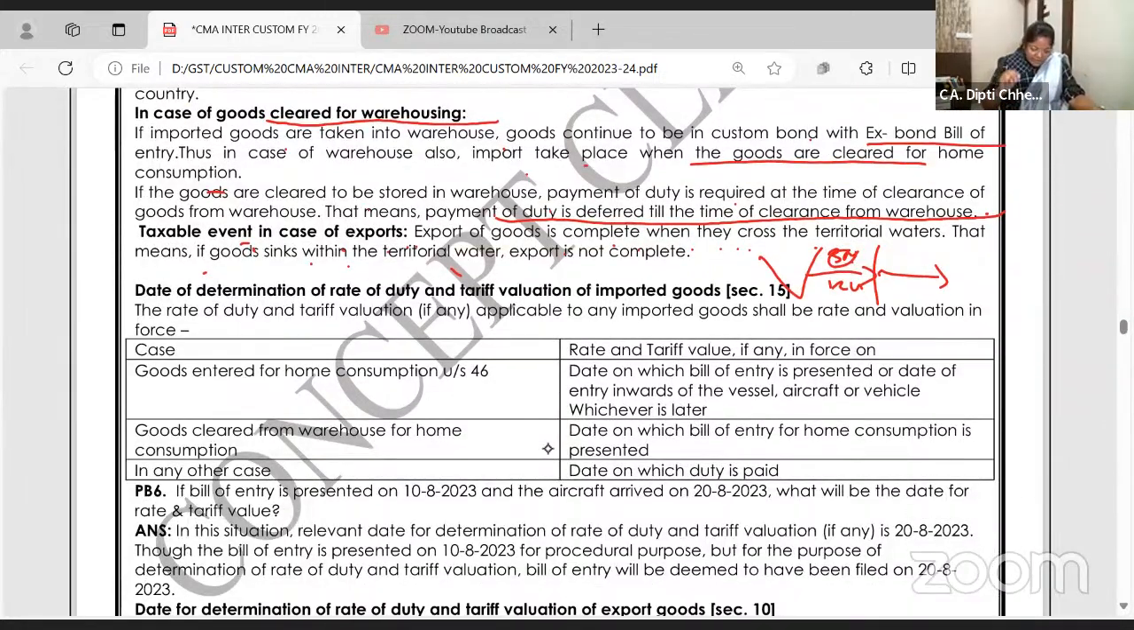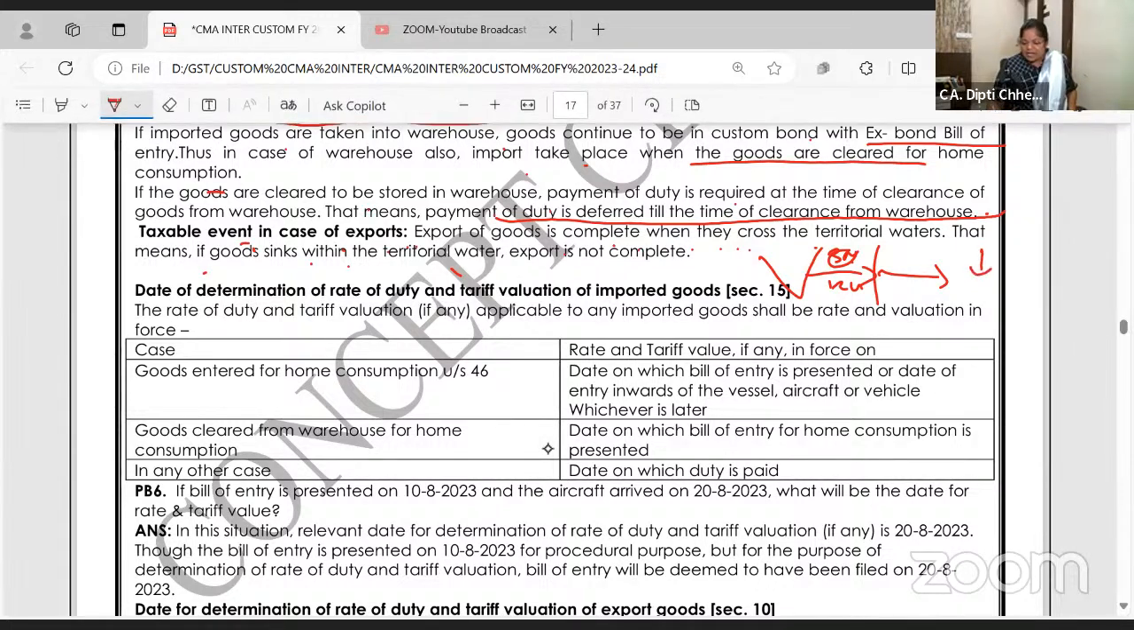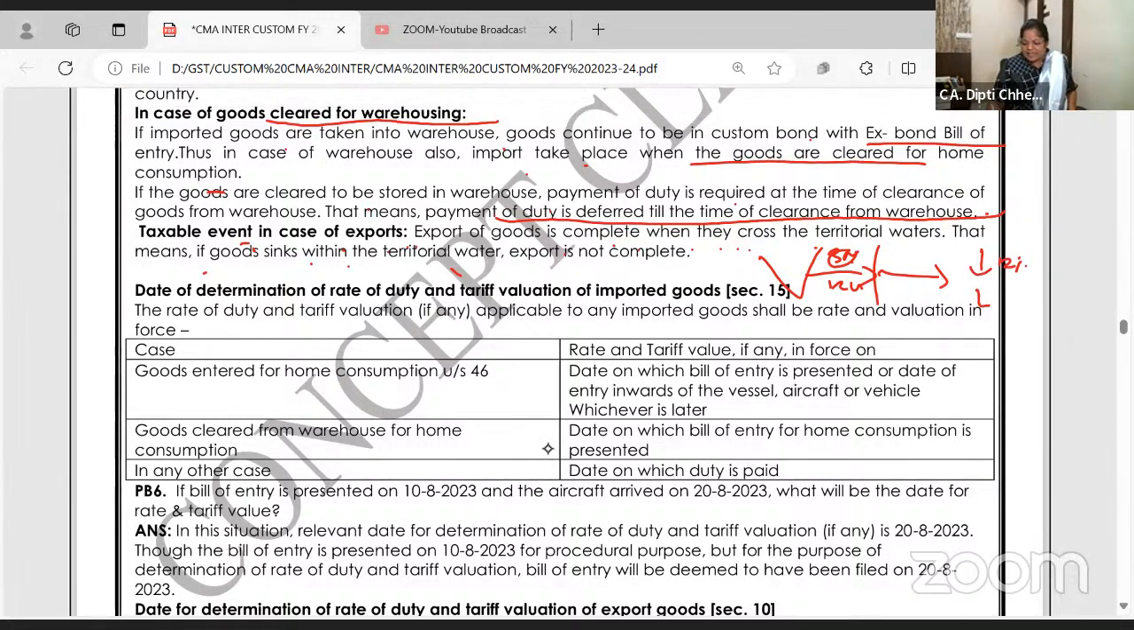Okay. The next two are very, very important for problem solving also, 4 marks, and for MCQs also. So थोड़ा ध्यान से करते हैं इसको. Date of determination of the rate of duty and tariff valuation. You know the import export duty rates keep on changing. जिस दिन vessel आया उस दिन 12% था. The day it unloaded it was 10%. The date when goods left the warehouse it was 18%.